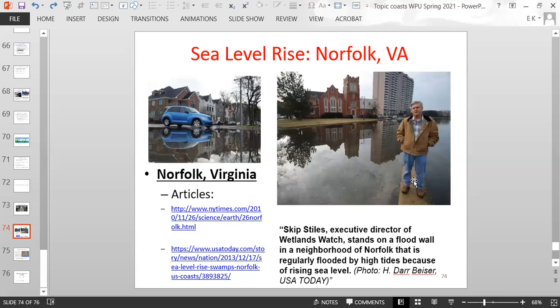So this guy here is standing on a flood wall in an area of Norfolk, Virginia that is regularly flooded by high tides. So they have significant problems there.